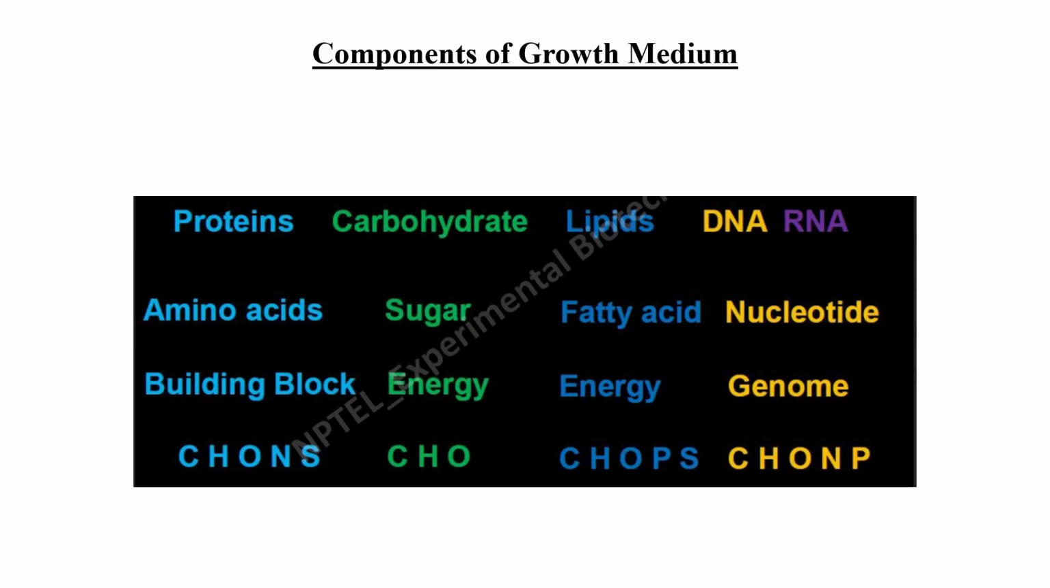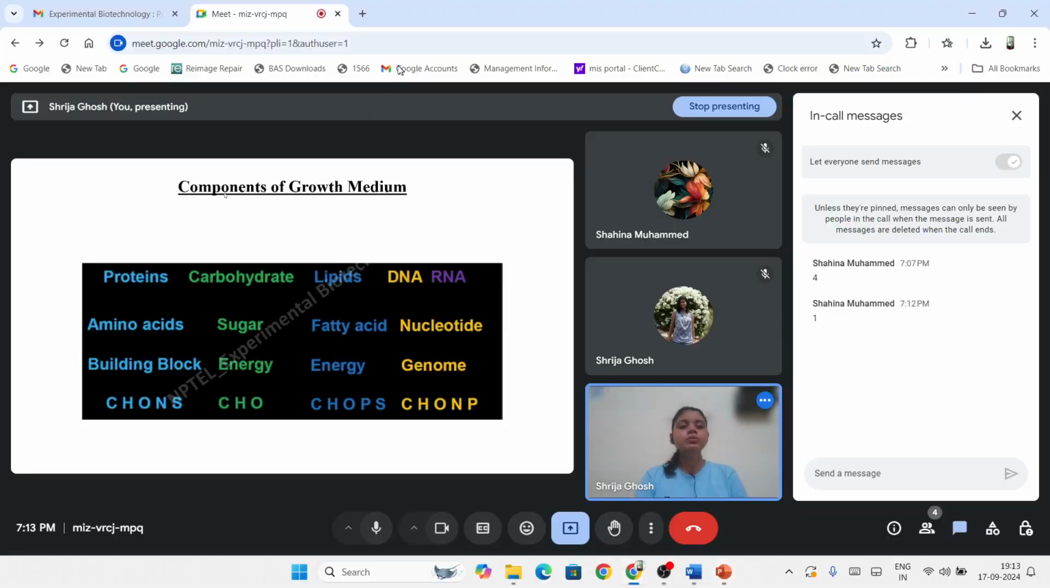Okay, so here I have different components of a growth medium. For any cell to grow, you can imagine, like, human beings are also composed of cells, right? Now, if we need to grow, what do we need? We need components that can be used for synthesis of the genetic material, that is DNA or RNA. Okay, so we need things that can make nucleotides.